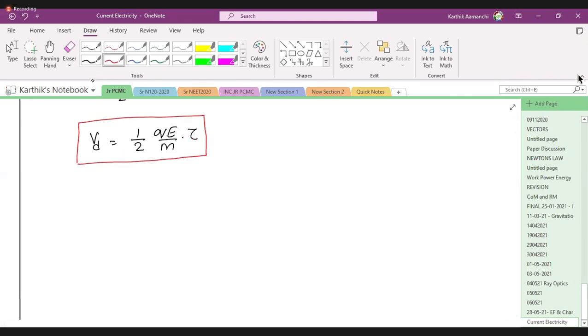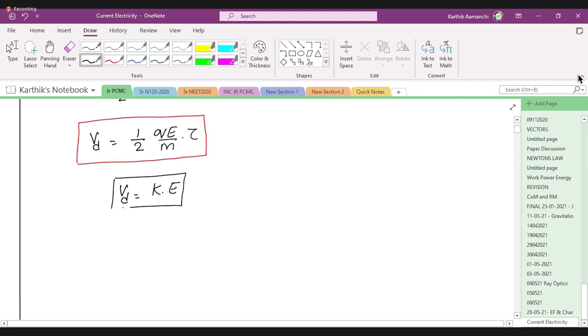Now, from this, if I take my average collision time as a constant, can I say this whole thing will be VD is equal to some constant into electric field? Right? Average collision time also I'm taking it as constant.